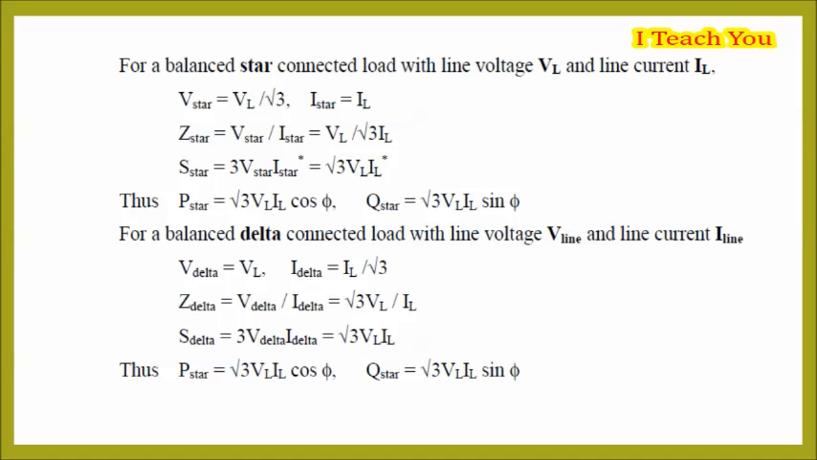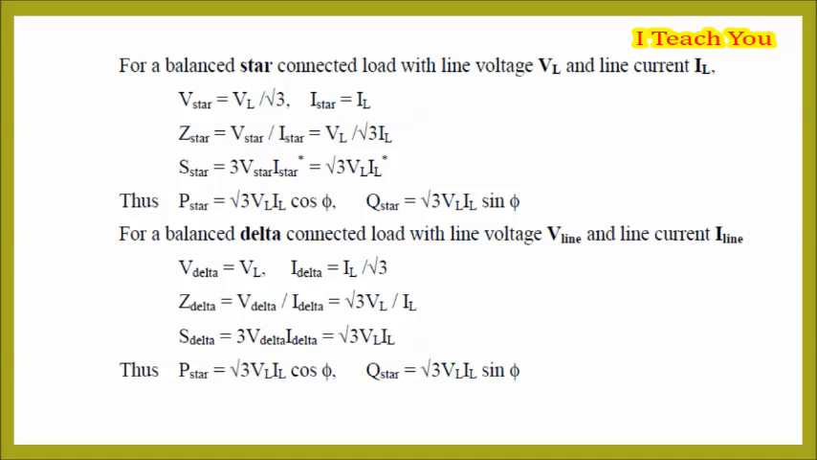For a balanced delta-connected load with line voltage VL and line current IL, V delta equals VL, I delta equals IL over square root 3. Z delta equals V delta over I delta equals square root 3 VL over IL. S delta equals 3 V delta I delta equals square root 3 VL IL. Thus P delta equals square root 3 VL IL cos phi, Q delta equals square root 3 VL IL sin phi.